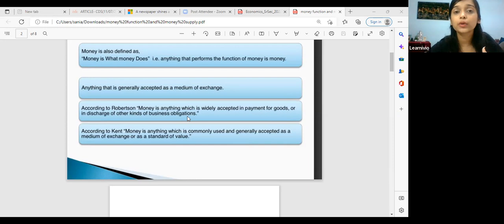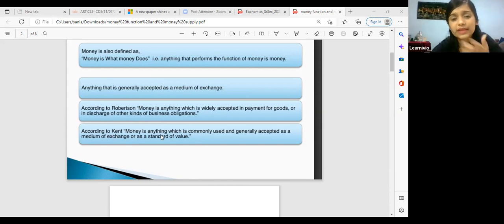For example, Naveen, you are doing some business. You have to purchase things, you have to sell things, right? So there is a problem. If you don't have money, how will you purchase something? If you don't have money, how will you sell something? Because whatever you sell, in return that person will give you money, right? So to discharge, to remove the obstacle of business obligation, also you need money. So that's why Robertson defined money in two forms. One, that it is generally accepted in making payment, and second, to discharge other kinds of business obligation, you need money.